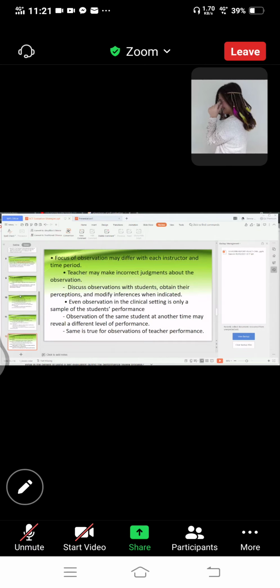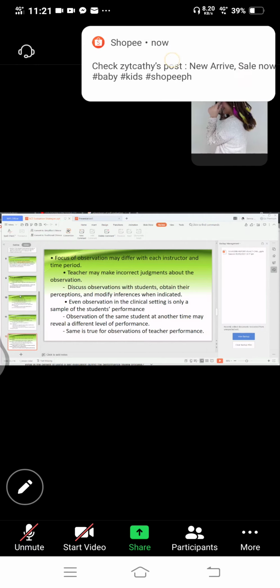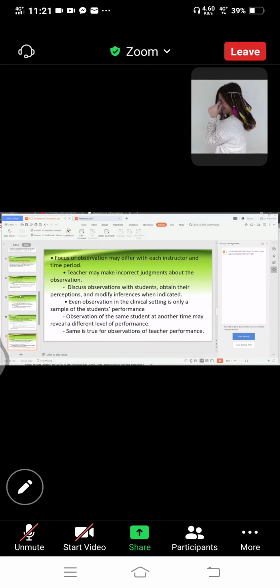Ganun. It focus on observation may differ with each instructor and time period. So, teacher may take incorrect judgment about the observation. So, kapag ikaw ay may na-observe kay student, better kung i-discuss mo sa kanya kung ano yung mga na-observe mo para naman magkaroon siya ng ma-modify niya yung kanyang mga ginagawa or actions.